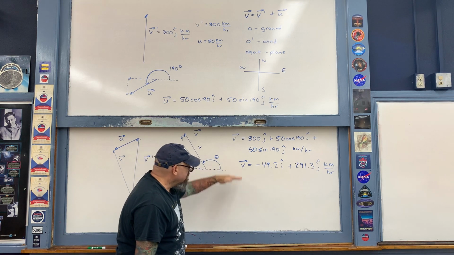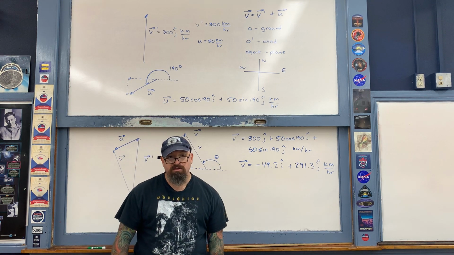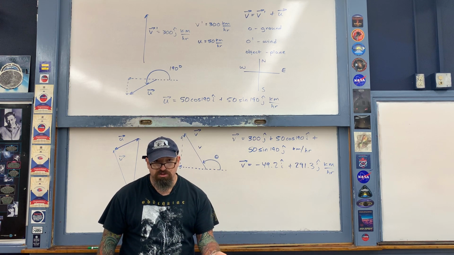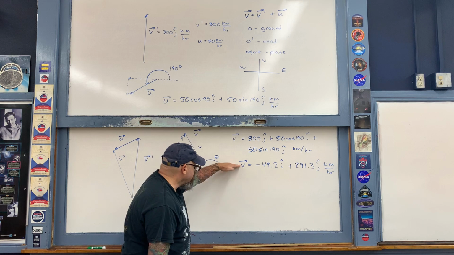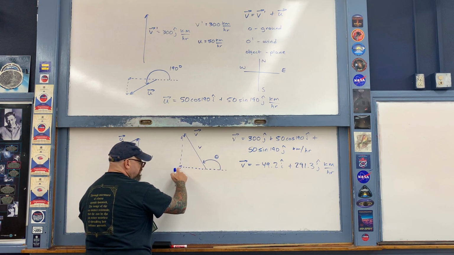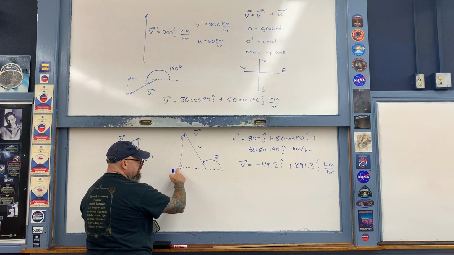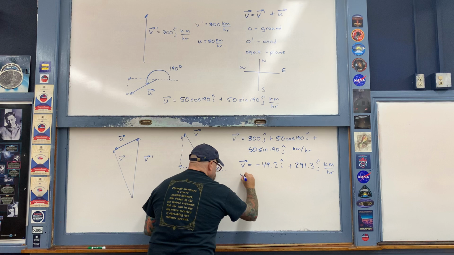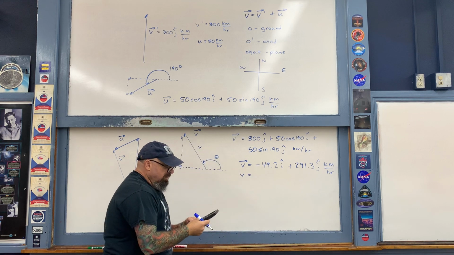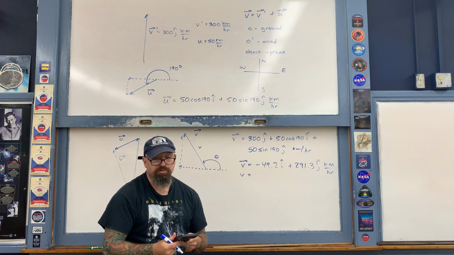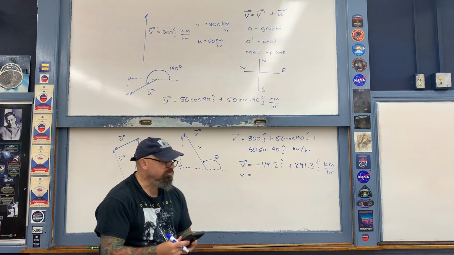Now this right here is the velocity of the plane with respect to the ground. However, in aviation, we always do things in terms of magnitude and direction. So let's go ahead and find the magnitude of this vector by doing some Pythagorean theorem. Keep in mind that this side of the triangle is 49.2 kilometers per hour, and this side of the triangle is 291.3 kilometers per hour. So if I just do some Pythagorean theorem, let's see what we get. I should, by the way, get something less than the airspeed of 300 kilometers per hour because we have a slight headwind in this problem.